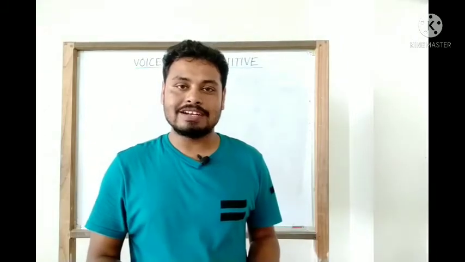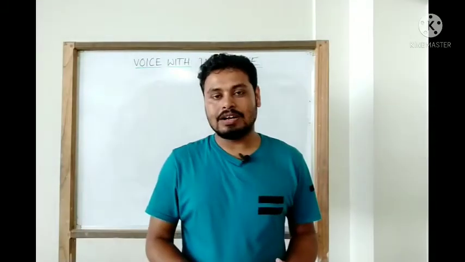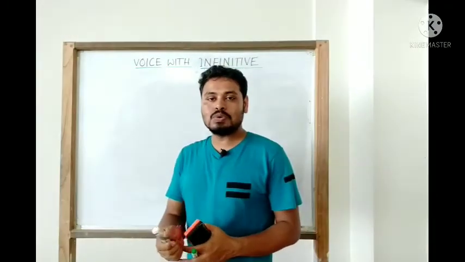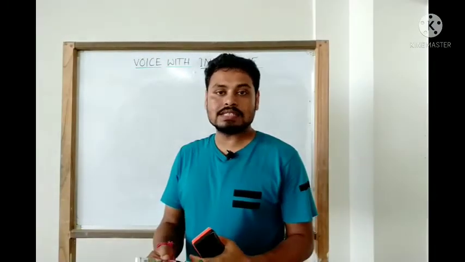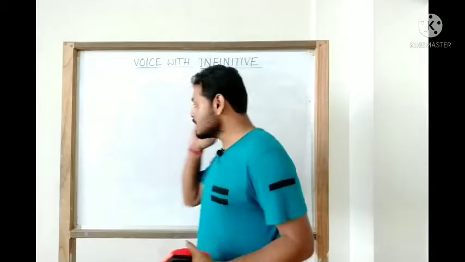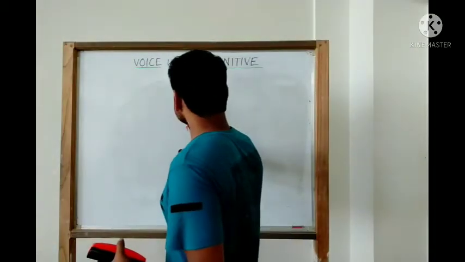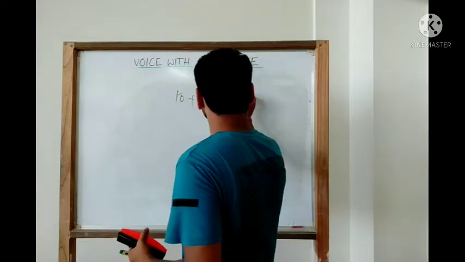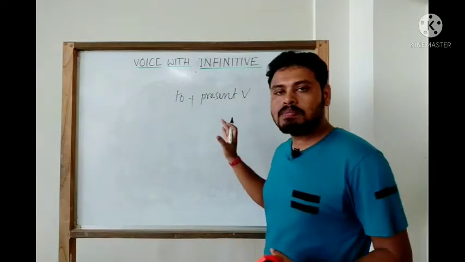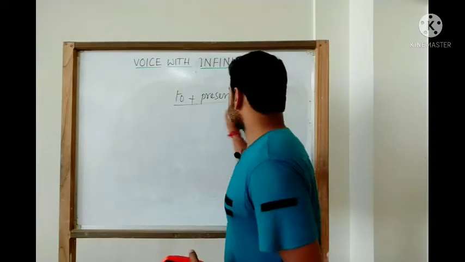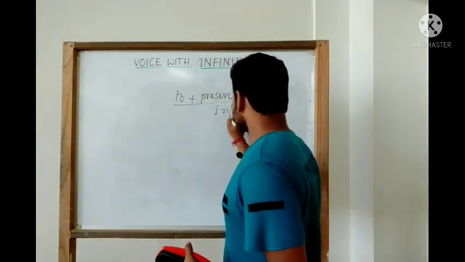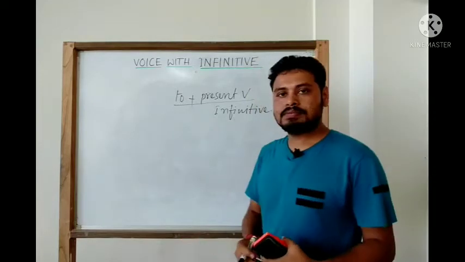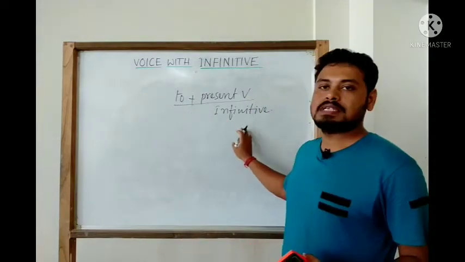So before that, what is an infinitive? To categorize it or to answer it very easily, infinitive is to plus present verb. It is to plus present verb. That is what we can say is an infinitive. Right? To plus present verb.